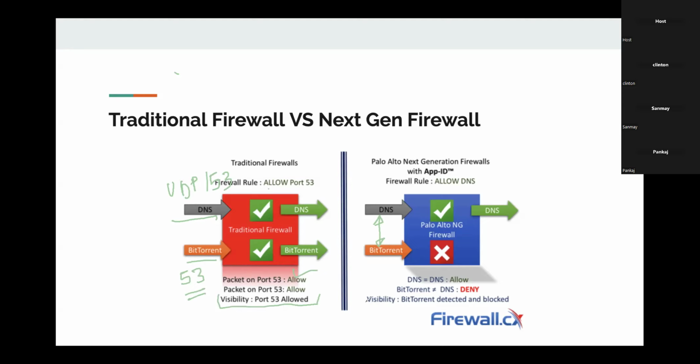Now the next-gen firewall will check the layer 7 content. Okay, this is BitTorrent, this is DNS, even if it's on port 53. And it will deny the BitTorrent traffic. It will only allow DNS. Now, how this happens in Palo Alto is based on something called app ID.